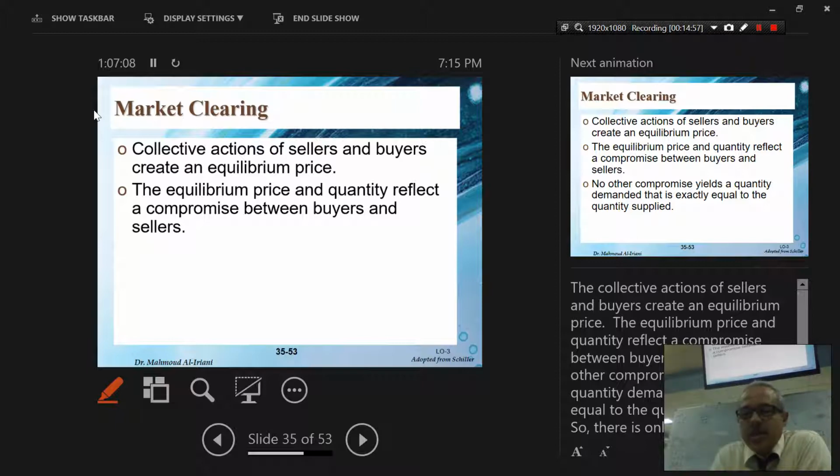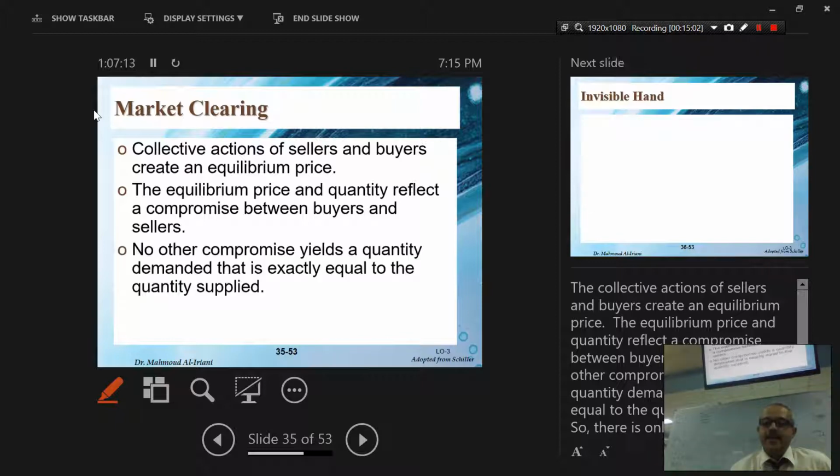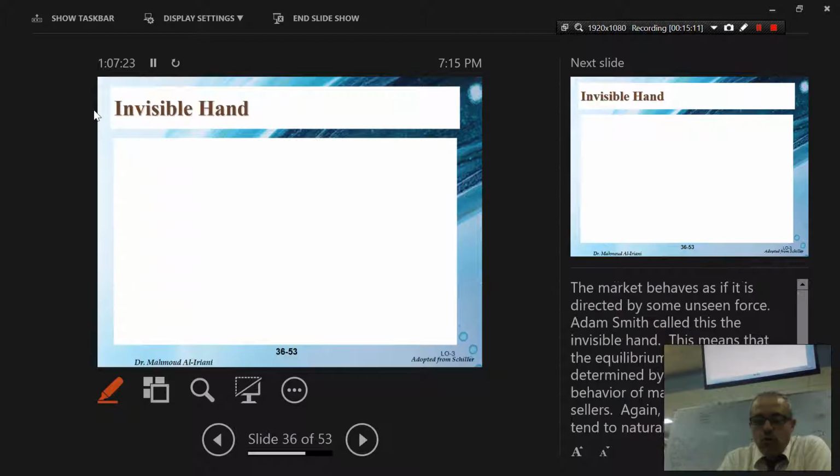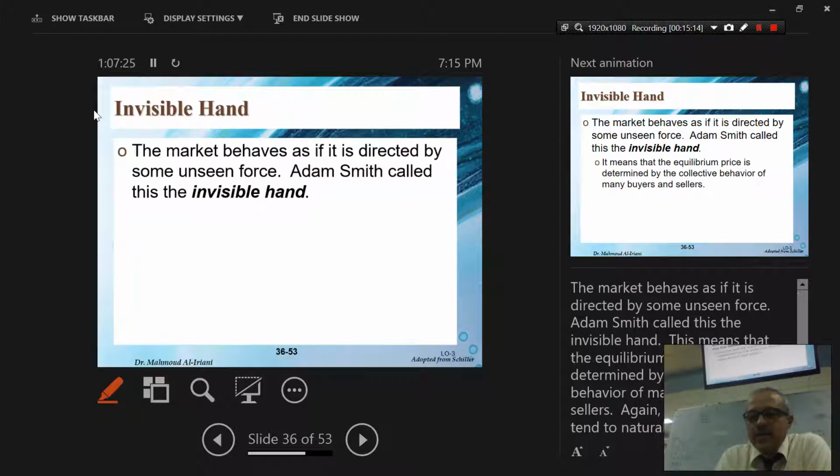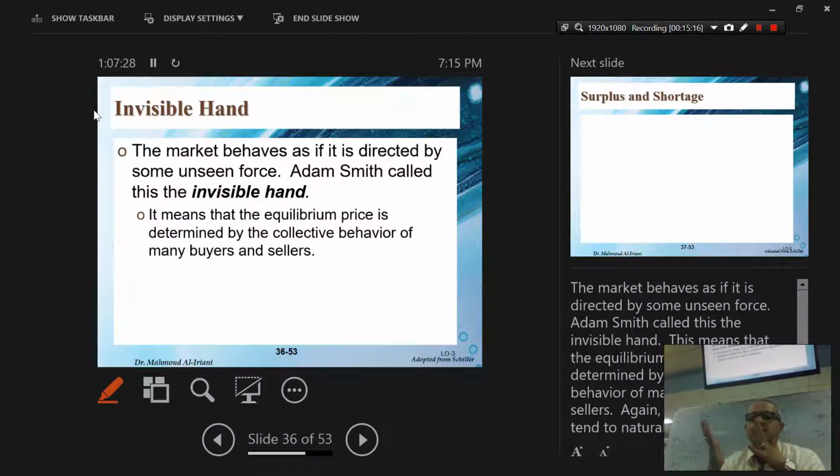clearing. Equilibrium price and quantity should reflect a compromise between buyers and sellers. And no other compromise yields a quantity demanded that is exactly equal to the quantity supplied. So here we talk about the invisible hand, and you guys know the invisible hand is the price, and that's Adam Smith. It means that the equilibrium price is determined by the collective behavior of both buyers and sellers. So equilibrium price doesn't happen like this. No, it needs buyers and sellers, and they negotiate to reach the equilibrium.